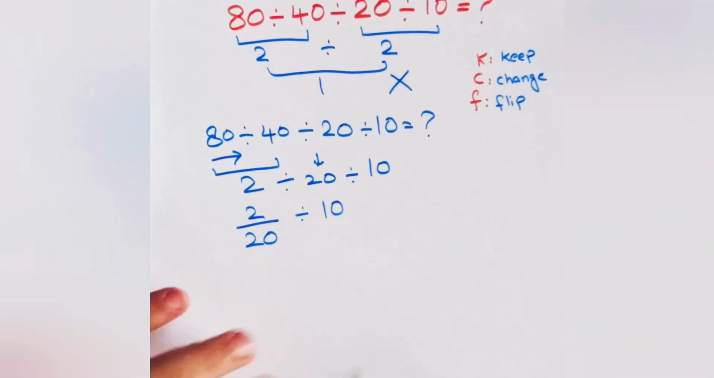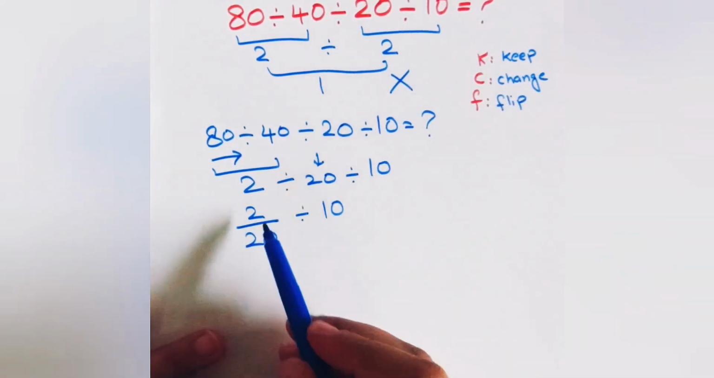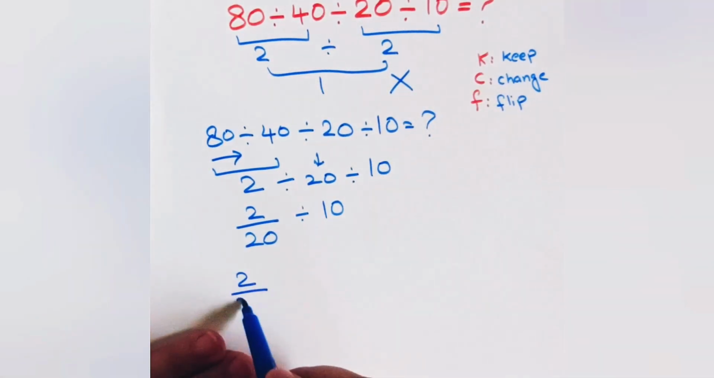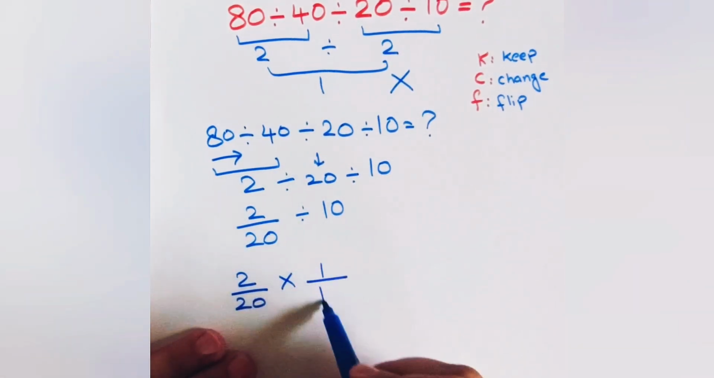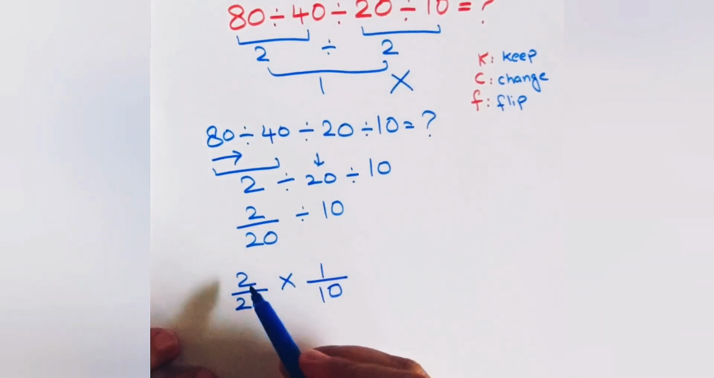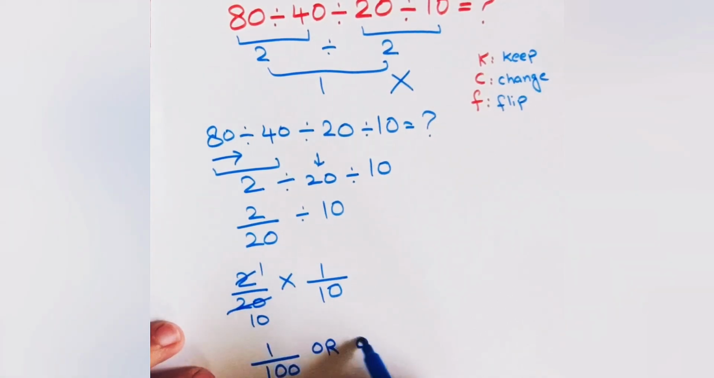Now, as per the KCF rule, that is keep, change and flip, you have to keep the first one, change the sign to multiplication and this will be flipped. So now you have to cut it. 2 ones are 2, 2 tens are 20. Now just multiply the remainings. That will be 1 ones are 1 and 10 tens are 100. Or you can write it this way, 0.01. This is the correct answer.